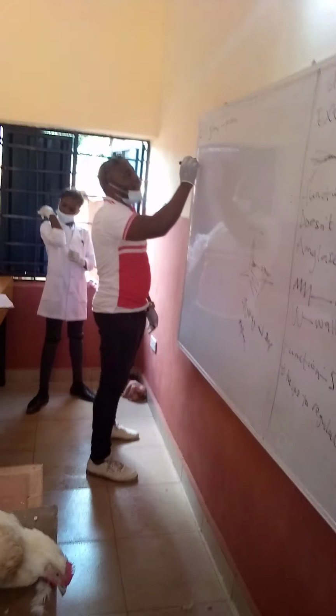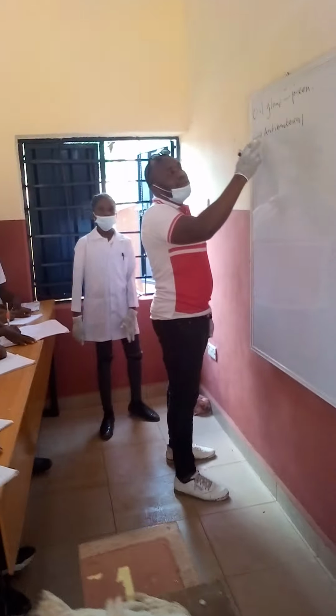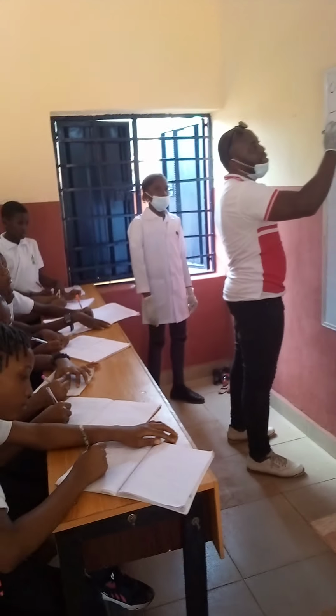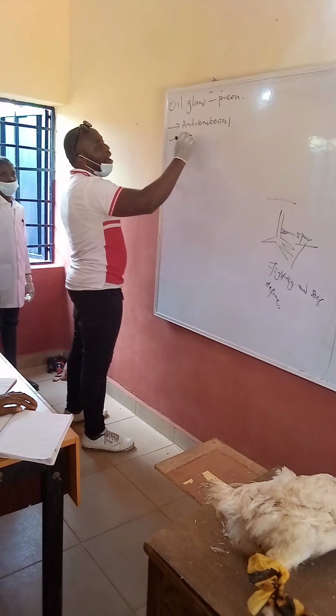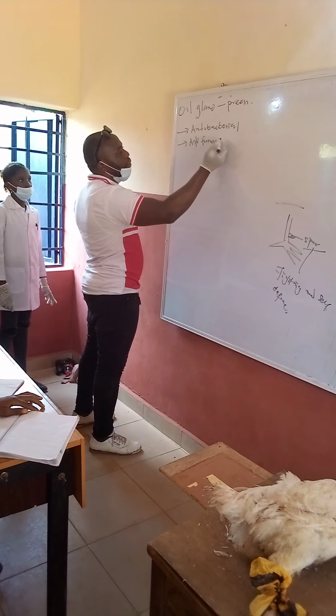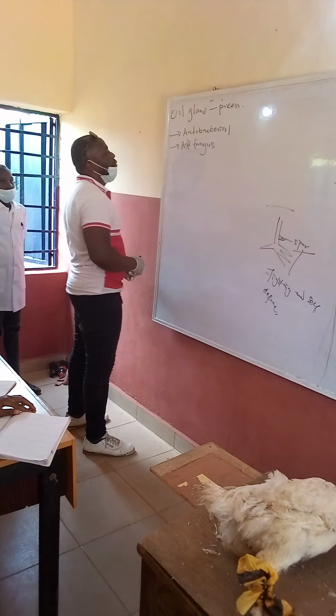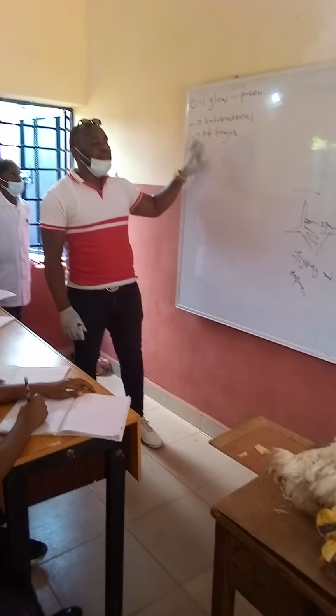Now the function of this oil gland is to produce antibacterial. Antibacterial means they fight bacteria. Do you understand? Anti means against bacteria, they fight bacteria. And antifungal, they fight fungi. Do you understand? So that's the major function of this.